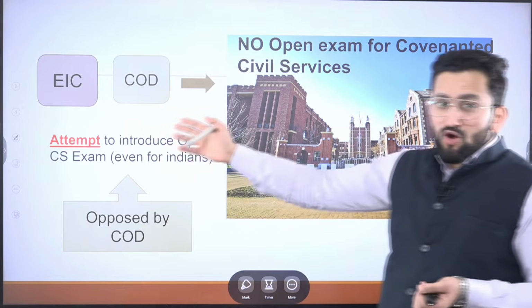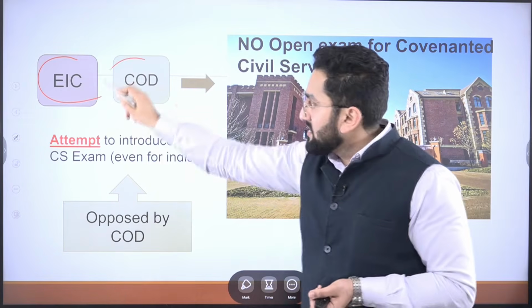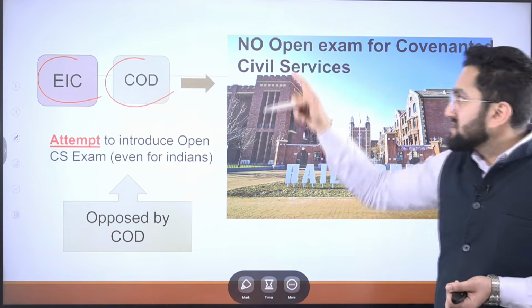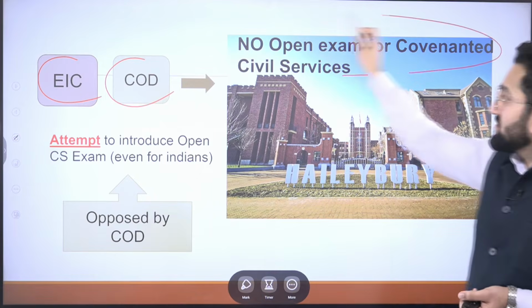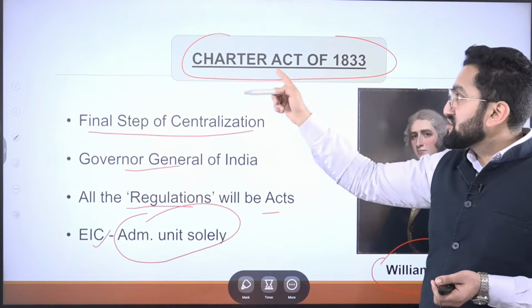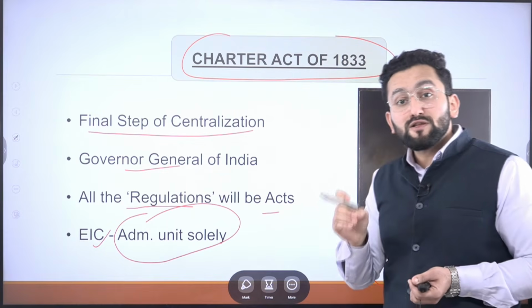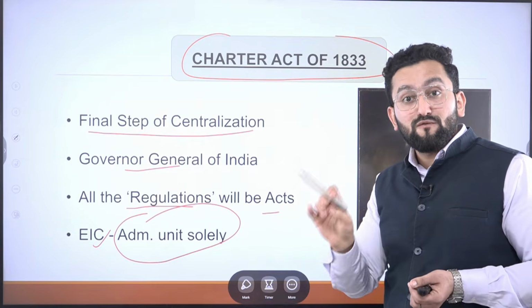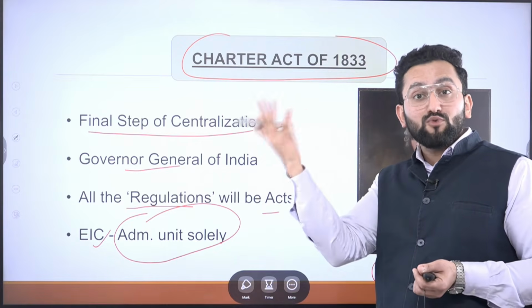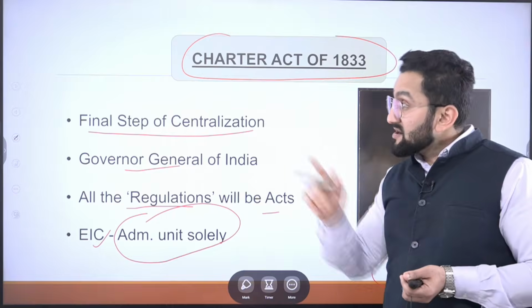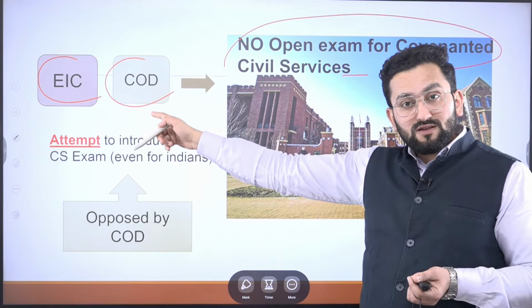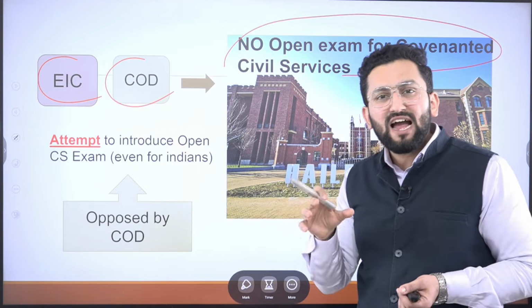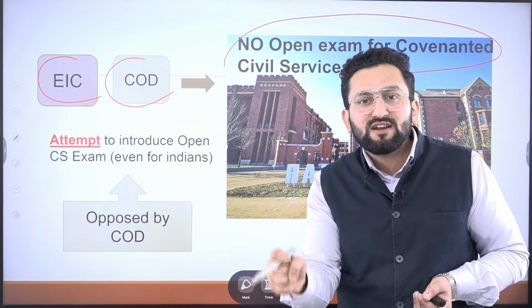Now, along with this, the English East India Company, which was representing commercial interest, and the Court of Directors were saying no open exam for covenanted civil services. My friends, it was Charter Act 1833 in which for the first time this idea was floated that there can be an open exam for covenanted civil services, meaning higher posts in administration. But the English East India Company and Court of Directors were opposed to this idea. Why were they opposed to such an idea? So that they can have their grip on the administration in India.